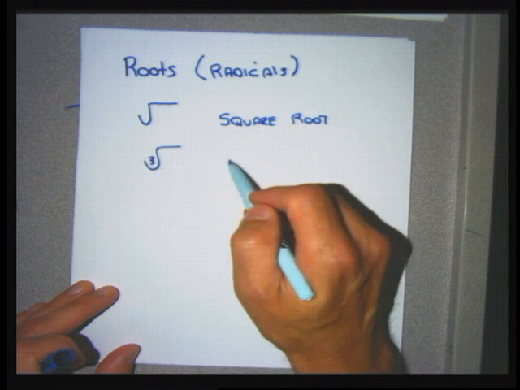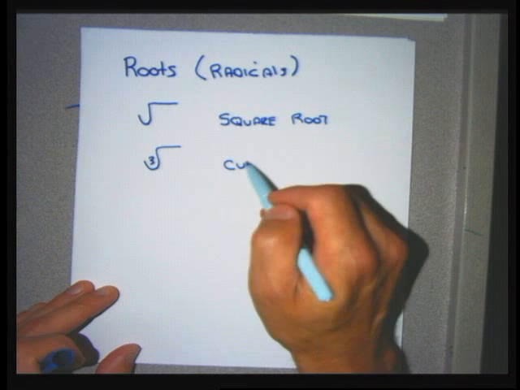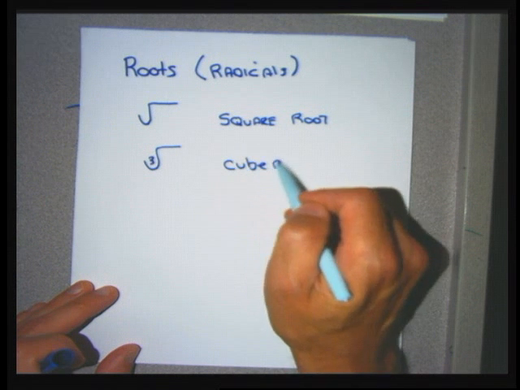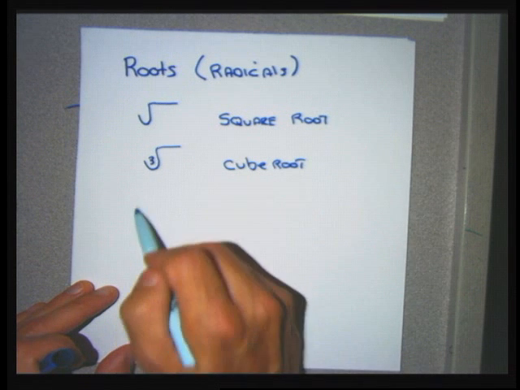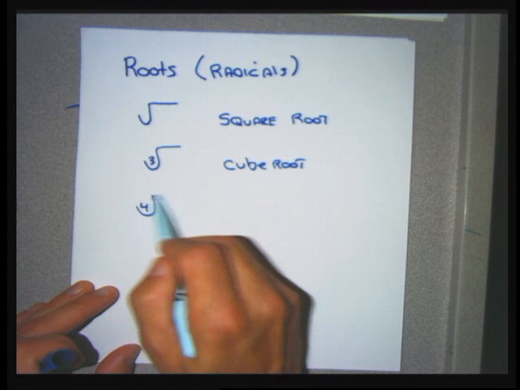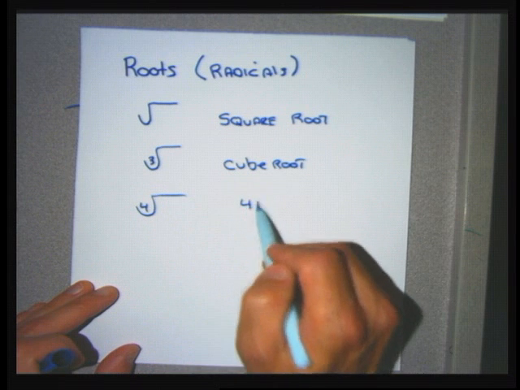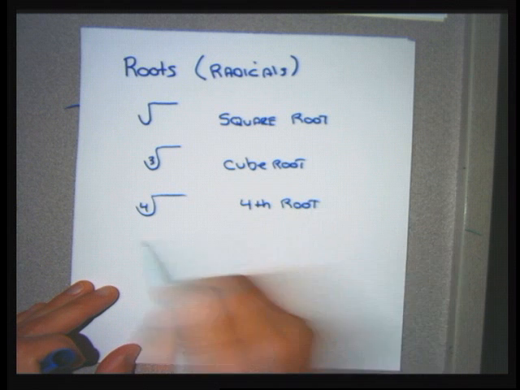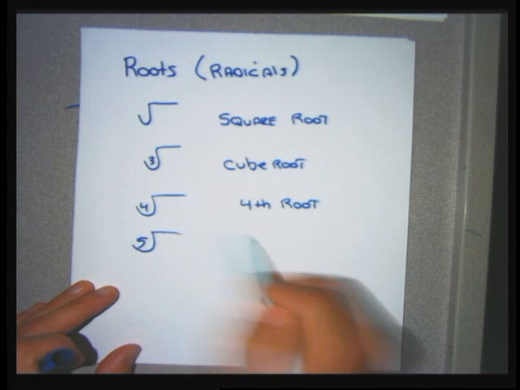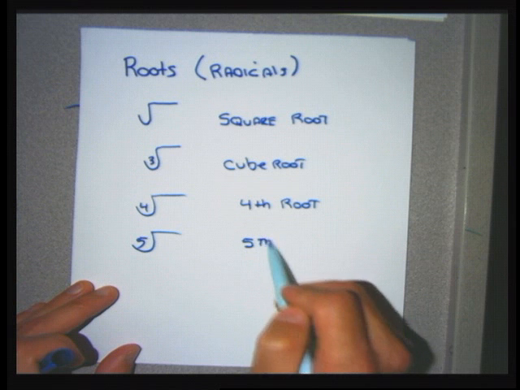When I put a little 3 in the little cup there, it's called a cube root symbol. Maybe cubed root would be fine. When I put a 4 there, it's called a fourth root symbol. When I put a 5, it's called a fifth root, and so forth. When you put a 6, it's called a sixth root.